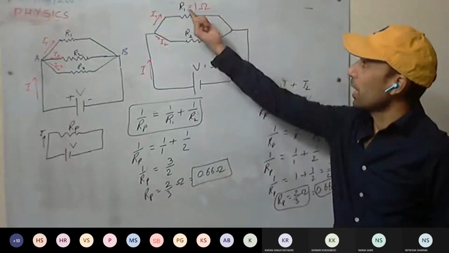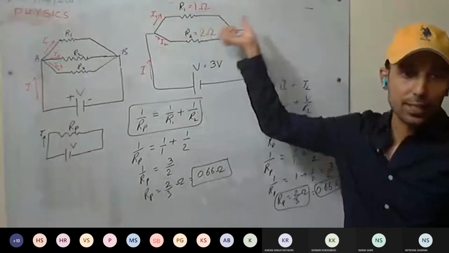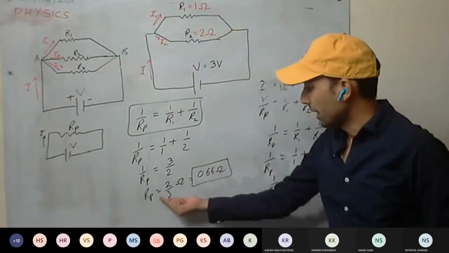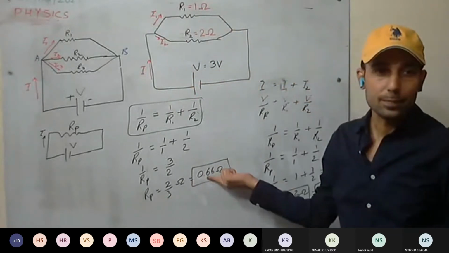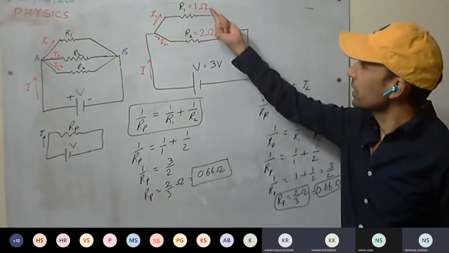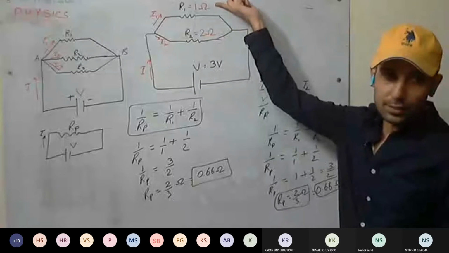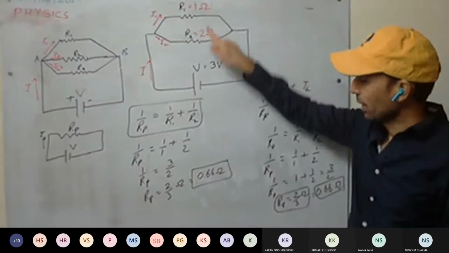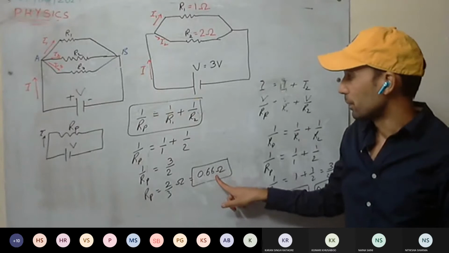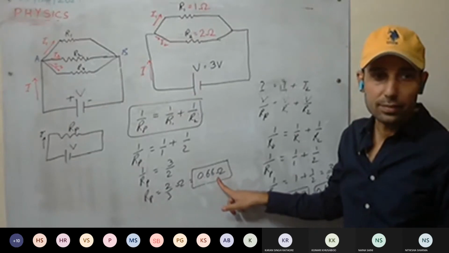Okay. Now see here, what conclusions we can make. Observe here. R1 is 1 ohm, R2 is 2 ohm. When they are connected in parallel, what is happening? The equivalent resistance is less than even the smallest resistance. Smallest is 1 ohm, and here we are getting 0.66 ohm. Understood this one?